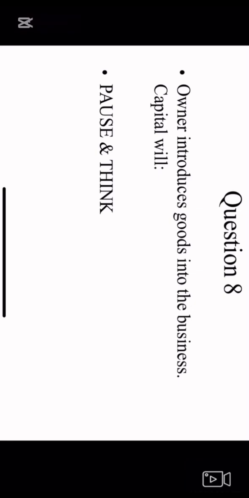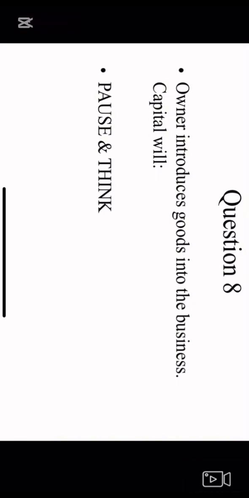Question 8. Owner introduces goods into the business. Capital will increase. The correct answer is capital will increase when the owner introduces goods into the business.